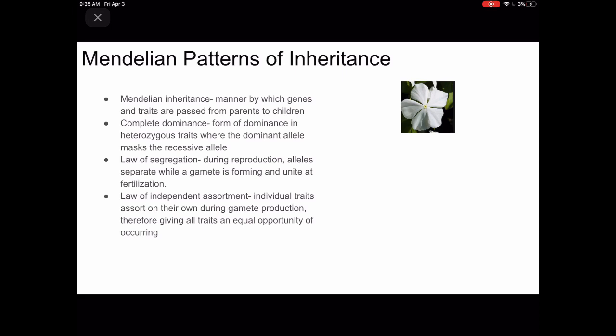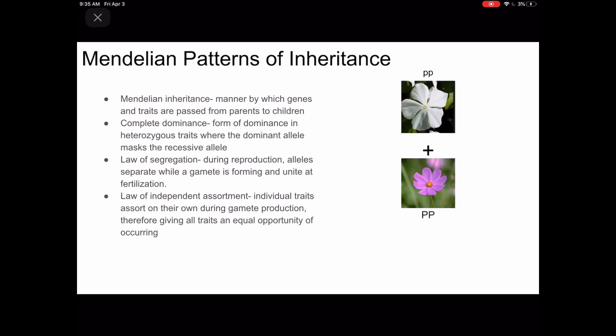Mendel tested these patterns with pea plants. First, he used a true breeding homozygous white pea plant. This means that the plant's genotype was lowercase p p, also showing that it was recessive to the other pea plant.